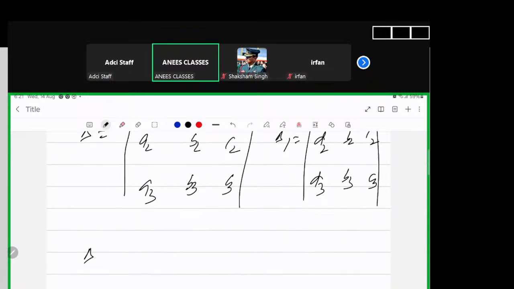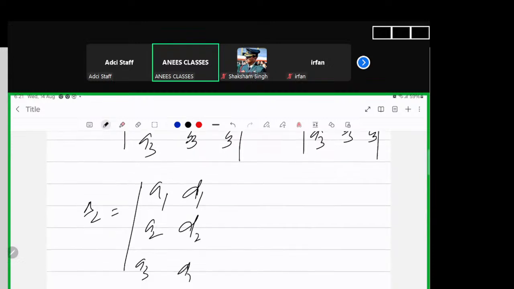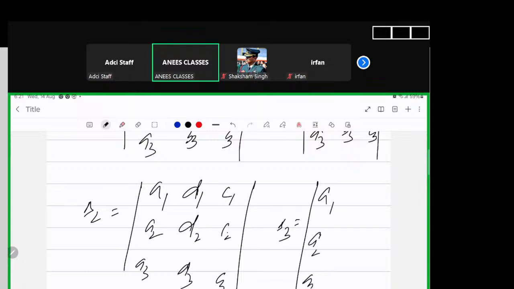Now delta 2: replace the second column with the constants. So the first column a1 a2 a3 remains as it is, constants d1 d2 d3 in the second column, and c1 c2 c3. And delta 3: first and second columns remain as they are, a1 a2 a3, b1 b2 b3. Now replace the third column with the constants d1 d2 d3.